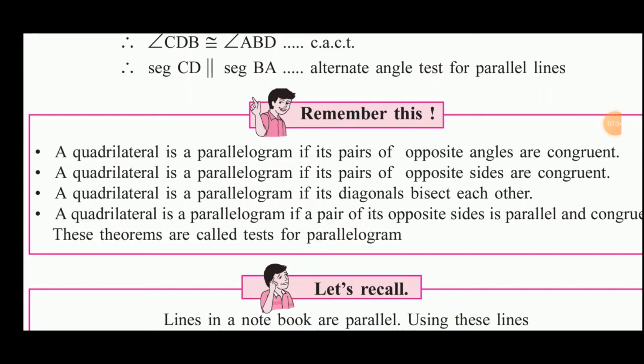Means we have to show that the given pair of opposite sides of the given quadrilateral are congruent, or the opposite angles are congruent. Then we can write down that the quadrilateral is a parallelogram.